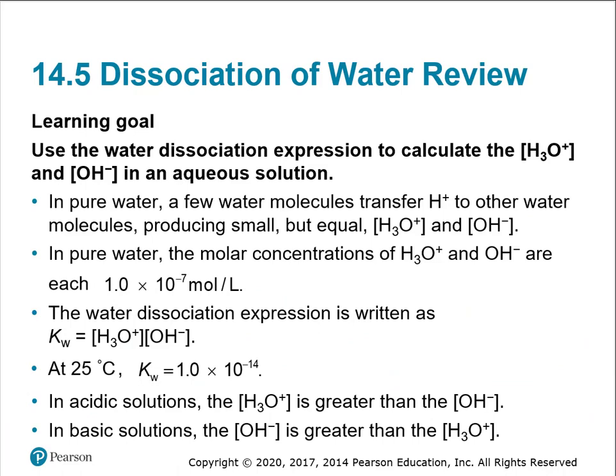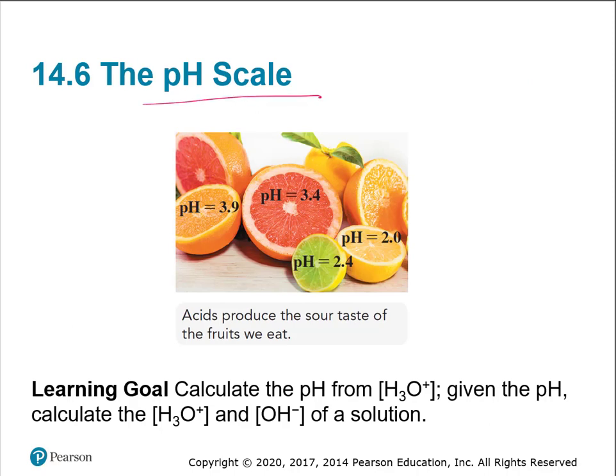That wraps up this section, so take a minute to look over the review and make sure that you understand the learning goal. In section 6, we are looking at the pH scale. You'll be able to calculate the pH from the hydronium ion concentration, or given the pH, you can calculate the hydronium ion concentration and the hydroxide ion concentration of the solution.